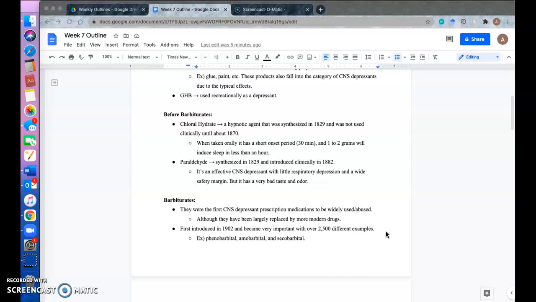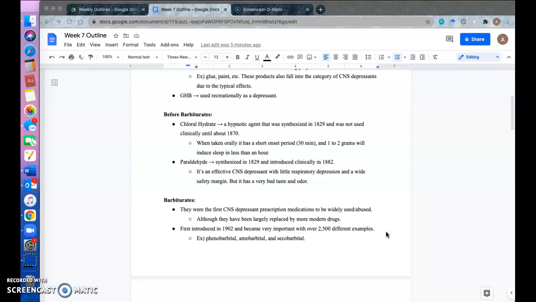So before there were barbiturates, there was chloral hydrate, which is a hypnotic agent that was synthesized in 1829 and was not clinically used until about 1870. When taken orally, it has a short onset period of about 30 minutes, and 1 to 2 grams will induce sleep in less than an hour.